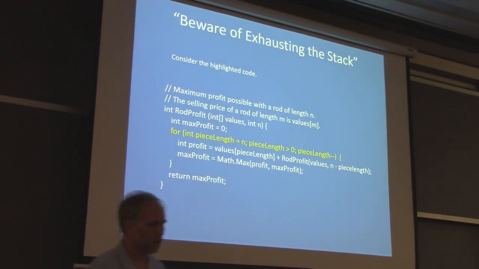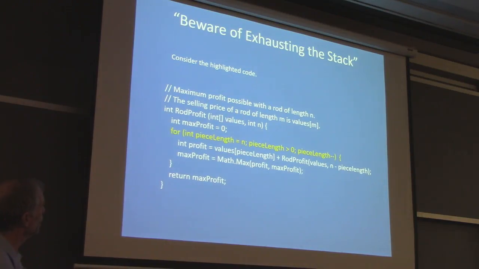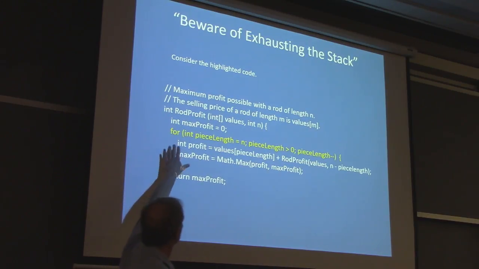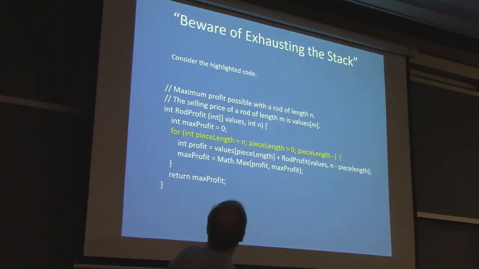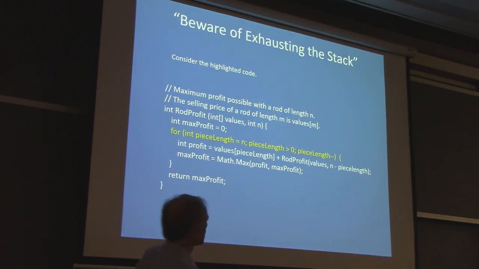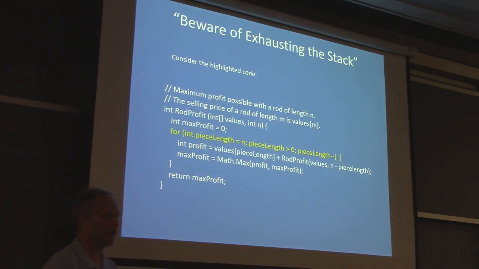But you have to be careful not to exhaust the stack. So this is our rod problem again. We're starting with a piece length of n and working down to the bottom and making the recursive call to compute the max profit. That can run out of stack space. What's a simple fix to prevent this from running out of stack space?